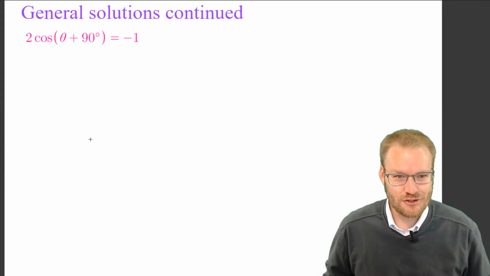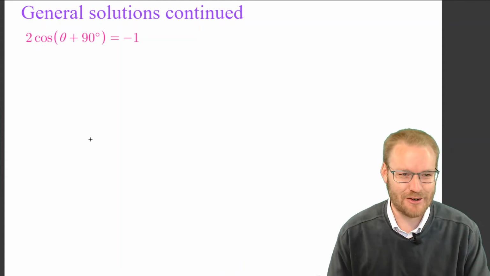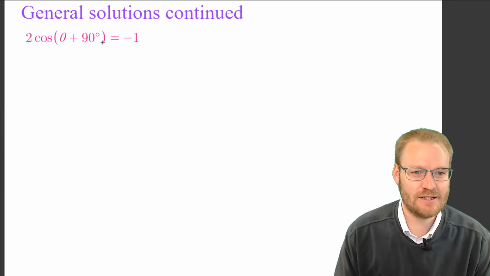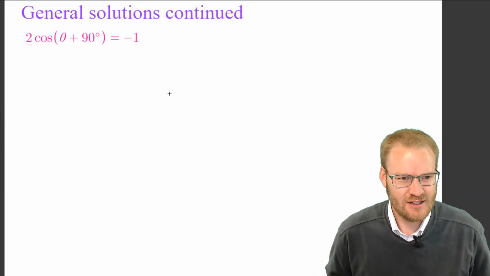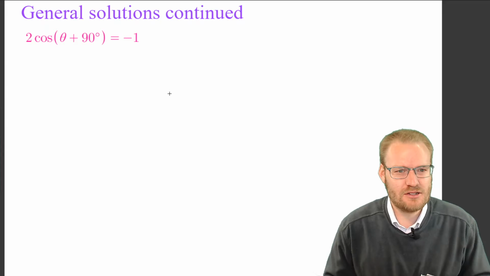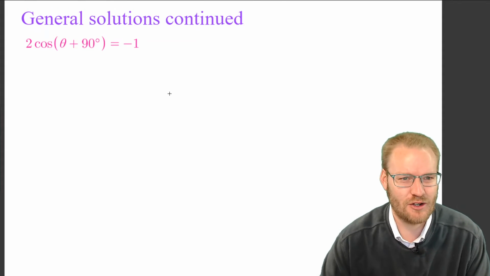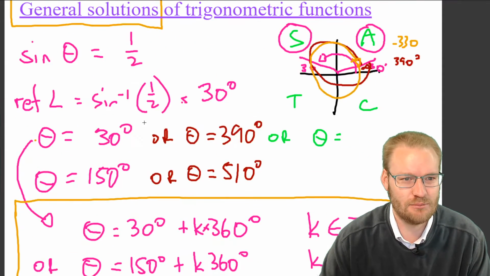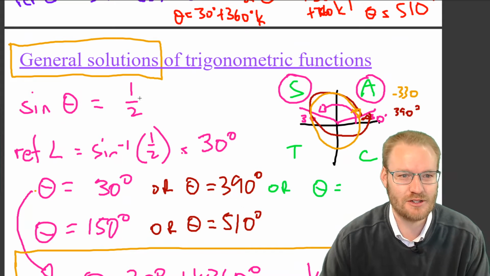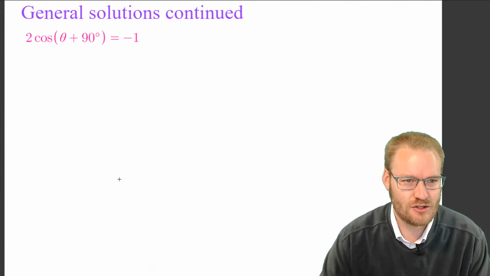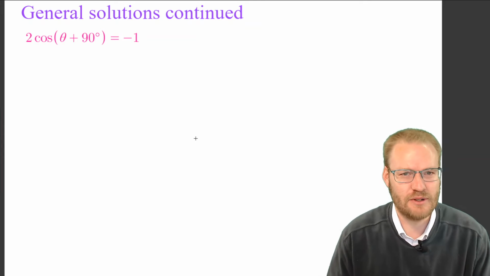Right, some general solutions continued, and let's take it up a notch. Okay, so we've got 2 cos(theta + 90) = -1. What do you think our first step would be here to make it look like the ones that we've done before? We've got sin theta = a half. What can we do to our equation so that we get there?